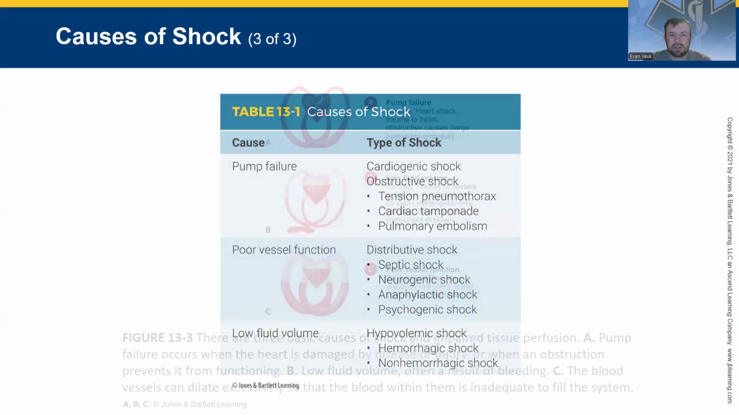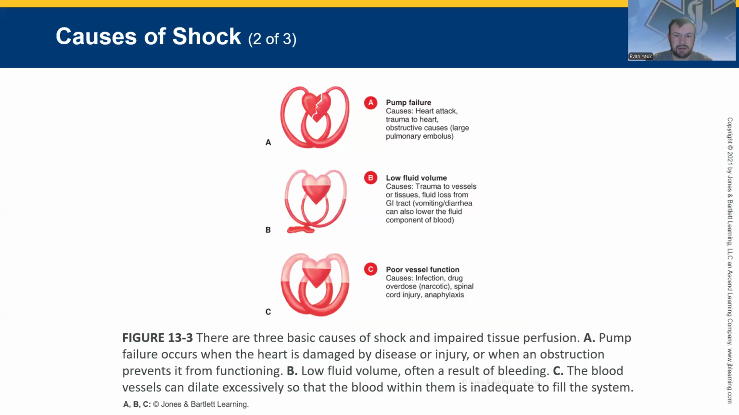But notice that it's the same three things every time. Pump failure: something's wrong with our heart. Low fluid: we've leaked out fluid, whether it was vomit, diarrhea, or bleeding, internal or external. Or poor vessel function: whether we are constricting or dilating, and we shouldn't be.